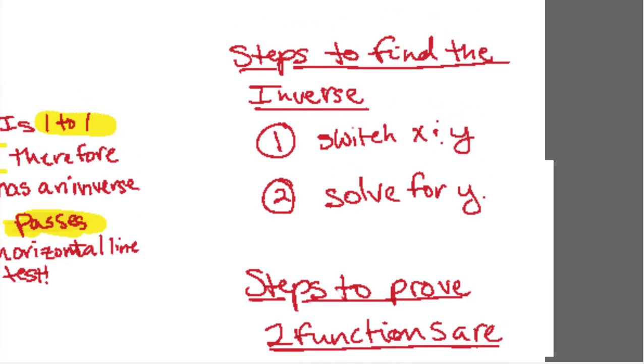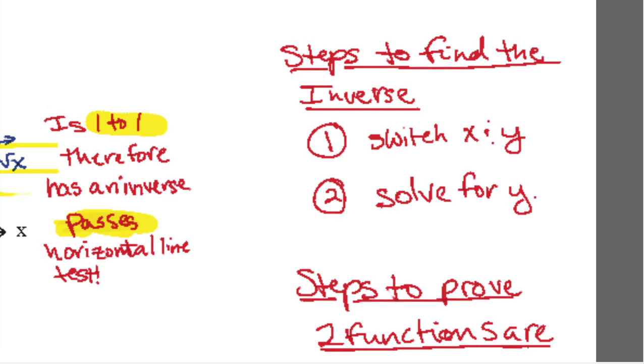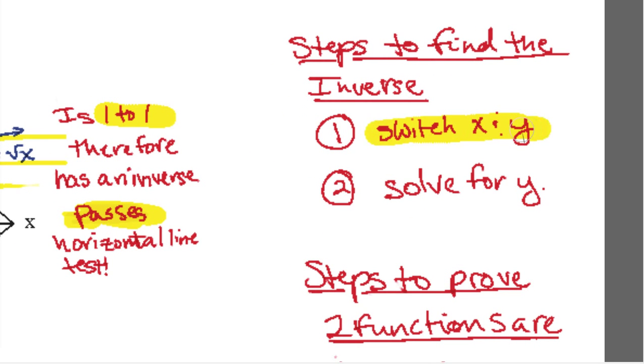Now, let's look at the actual steps. What do I need to do to find an inverse? It's actually pretty straightforward. You switch the x and the y, and then you solve for y. Algebraically, whatever you've got to do, solving equations. You should be able to do that by now.